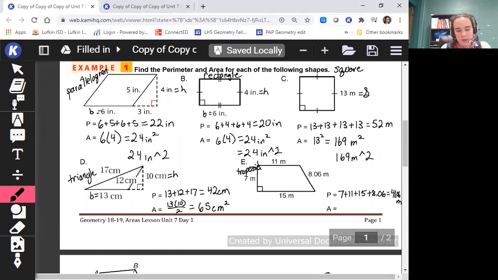Then we need the area of a trapezoid. Remember, for a trapezoid, we have our 2 bases added together, multiplied by our height. And remember that your height always needs to have a right angle by it. So our 2 bases, 11 plus 15, times our height, which is 7, divided by 2. And that gets us 91 meters squared.